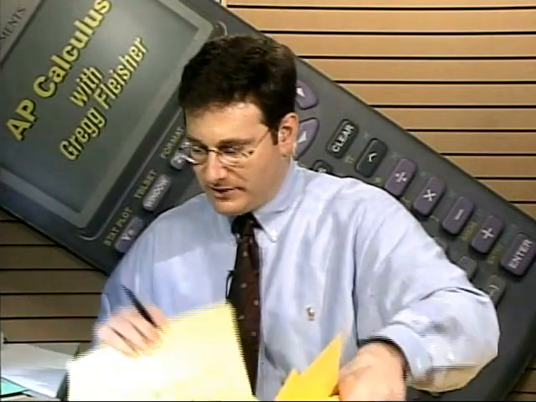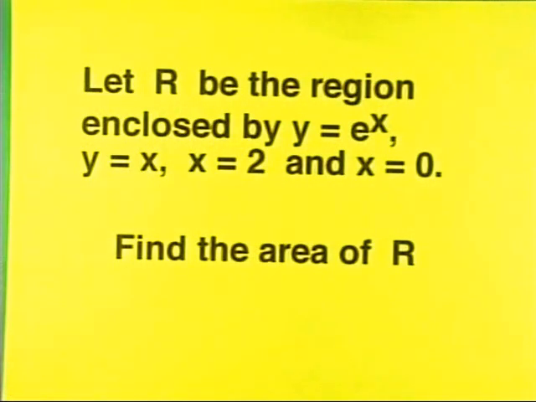Okay. I had a problem over here. Why don't you try this problem since you were doing this today or yesterday? Okay, so y equals x is one of the lines, and then x equals 2, and x equals 0. Which one's on top, x or e to the x? e to the x, right?